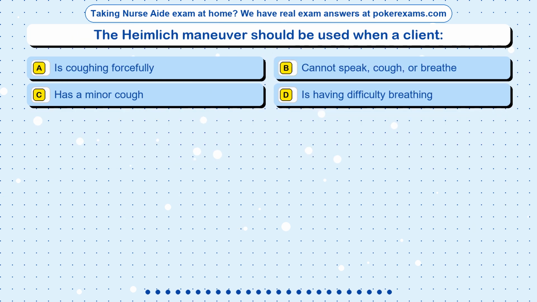Question 4. The Heimlich maneuver should be used when a client: Option A, is coughing forcefully. Option B, cannot speak, cough, or breathe. Option C, has a minor cough. Option D, is having difficulty breathing.